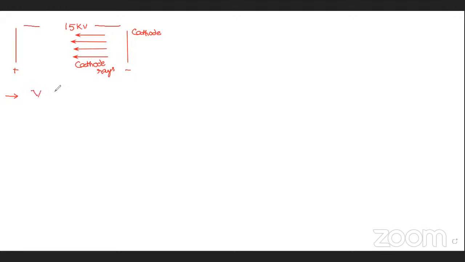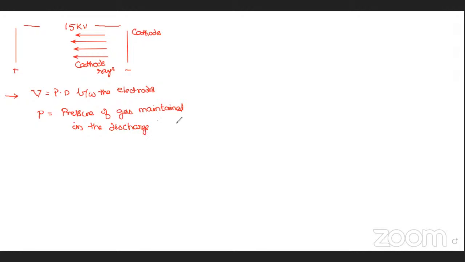The potential difference V is the potential difference between the electrodes, P is the pressure of the gas maintained in the discharge tube, and d is the distance between the electrodes.